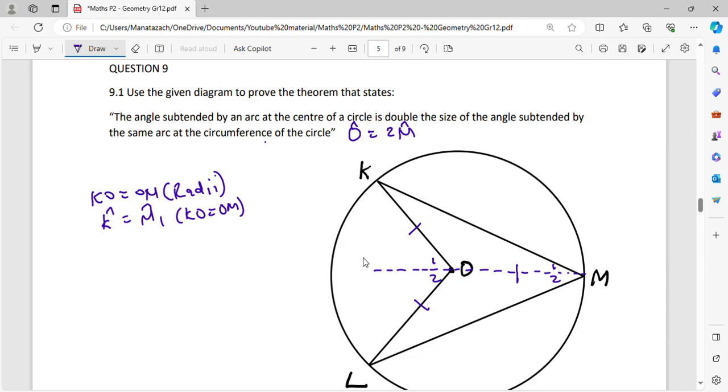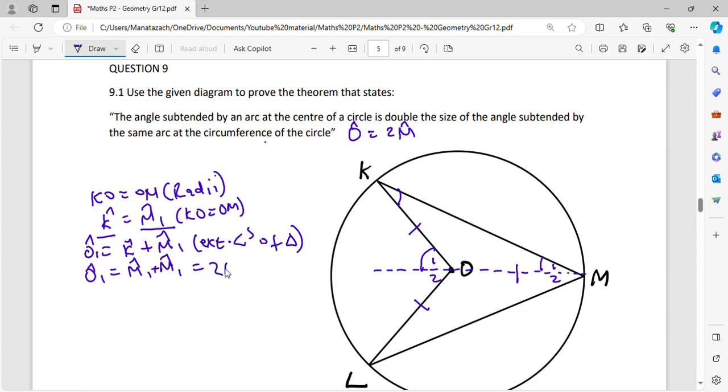And then another thing we need to realize is angle O1 is the exterior angle of a triangle. It's equal to the sum of angle K and M1. So here we'll represent it as angle O1 is equal to angle K plus angle M1. The reason is exterior angle of a triangle. Since we've already established that K and M1 are equal, you can replace K by M1, and then we'll have O1 is equal to 2 angle M1. So let's just leave it here for now. We'll come back to it.